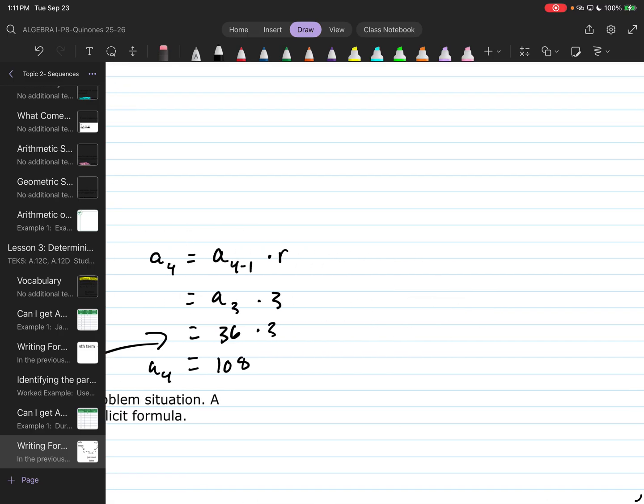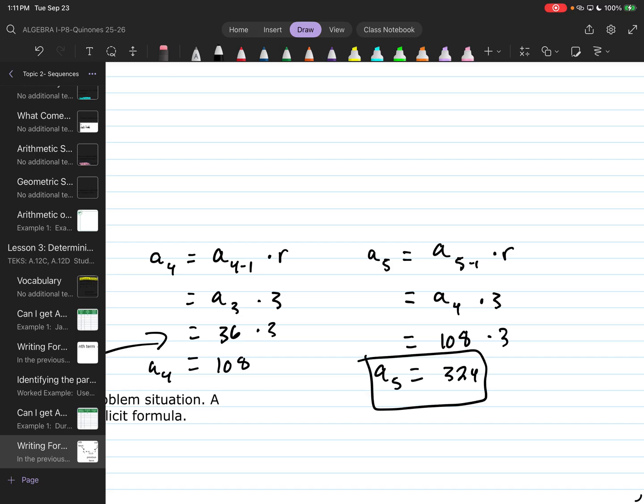Now what you were asked to do, the fifth term in the sequence. Yes, you could have just multiplied by 3. But what if in an exam they ask you to write the recursive formula? Can you still write it? That's why it's important that we do this. So a sub 5 is equal to what? a sub 5 minus 1 times r. Okay. a sub 4 times 3. What is a sub 4? 108 times 3. And 108 times 3 is 324. So a sub 5 is equal to 324. That's the fifth term in the sequence.